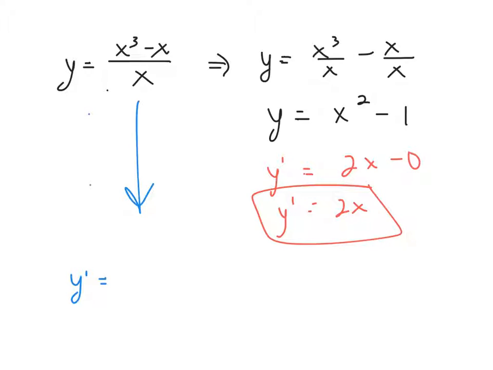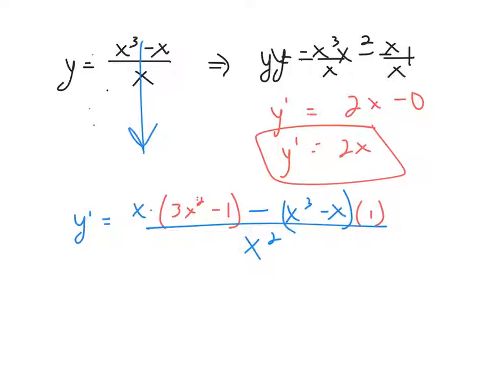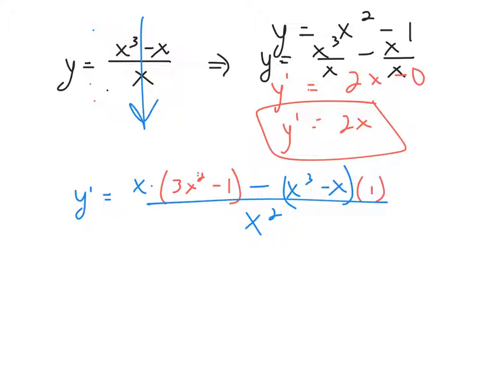So we're going to end up with denominator times derivative of the numerator. Notice I'm not writing everything out as much this time, so I'm just going to take some shortcuts here. 3x squared minus 1, so that's me doing the derivative right there, minus numerator, which is x cubed minus x, times derivative of the denominator, which is 1, all over denominator squared, x squared. Okay, I'm going to simplify that a little bit.